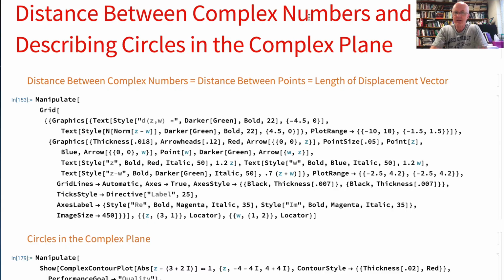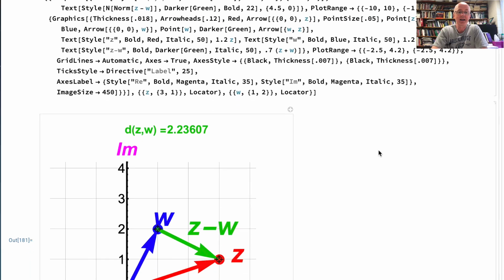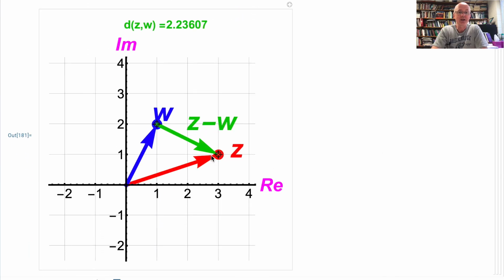As usual, we end with a couple fun Mathematica demos. This code right here will effectively compute and visualize the distance between complex numbers, which can be thought of as a distance between points, or the length of the displacement vector going between those points. I enter it, I get a picture that looks like this. There's my z, there's my w, either as points or vectors. There's z minus w. The distance between z and w is about 2.23607. I do believe I picked this one to be where the exact distance is square root of 5. It matches the example we did earlier.